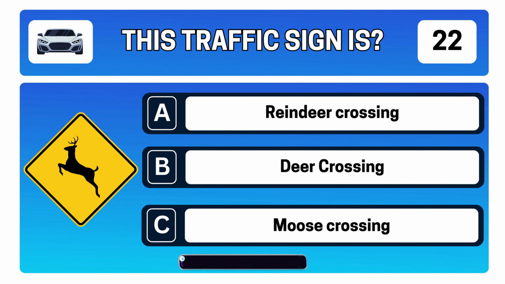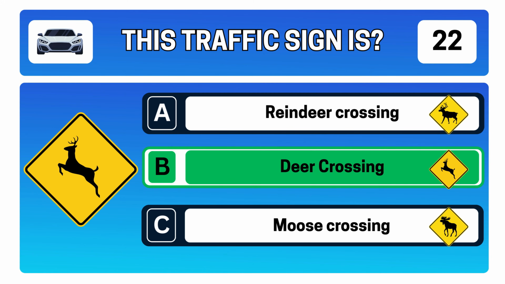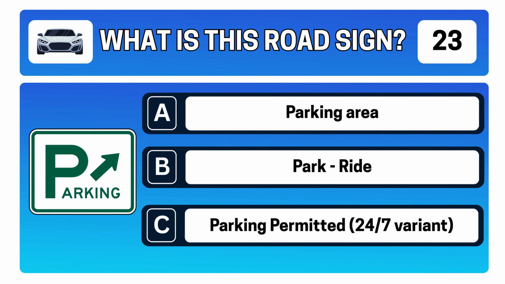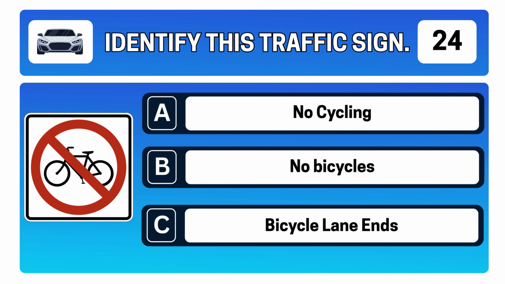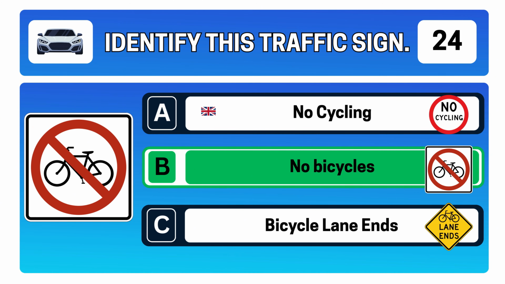This traffic sign is? Great! This is the deer crossing sign. What is this road sign? Nicely recognized. This is the parking area sign. Identify this traffic sign. Well spotted. This is the no bicycles sign.